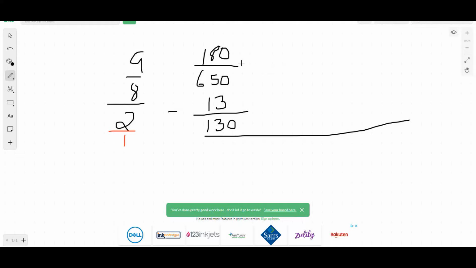Because now you're going to have to change these so that they have common denominators. That's why you can use the calculator. Figure out what these have in common that they both can divide into and put that number here. It has to be common denominators. Okay, and whatever you do down here, you got to do up here.